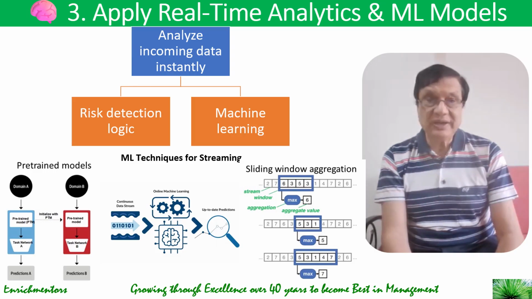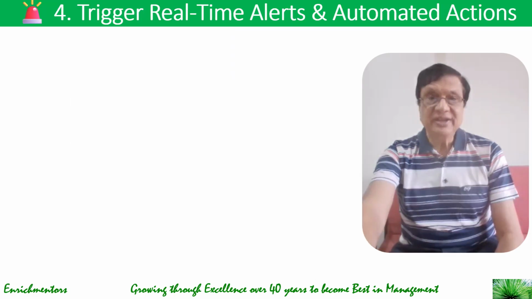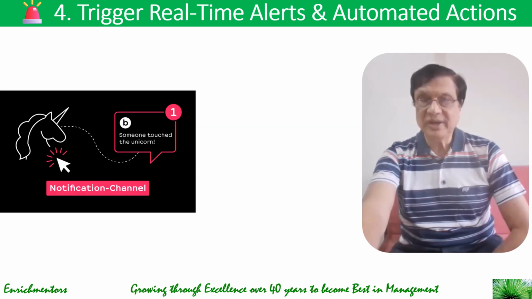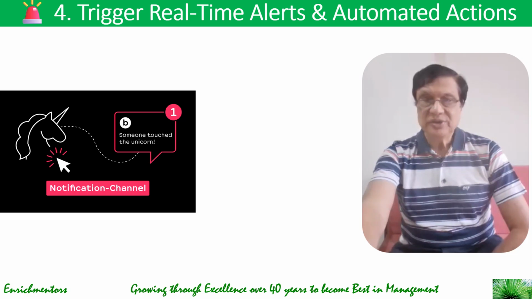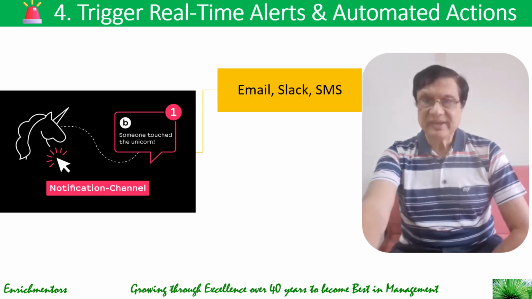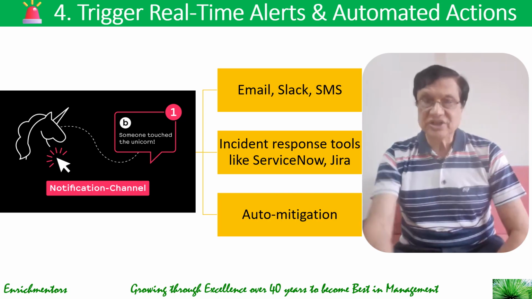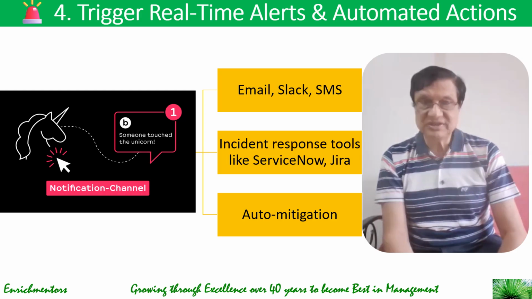So these are three core techniques to apply real-time analytics and machine learning models. Then you trigger real-time alerts and automated action. Now, when a risky pattern is detected, you can trigger alerts and workflows, and you have notification channels that you see here. Could be email, Slack, SMS, Twilio, PagerDuty, or you could have an incident response tool like ServiceNow and Jira, where the response is built in and the response happens. Or you could do auto mitigation, things like blocking the user, pausing the transaction, etc.